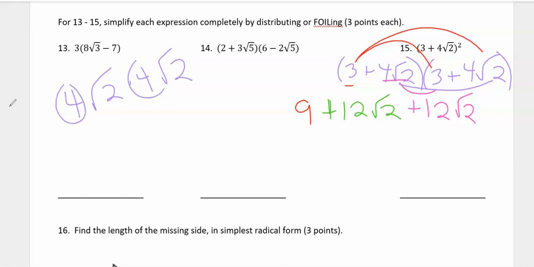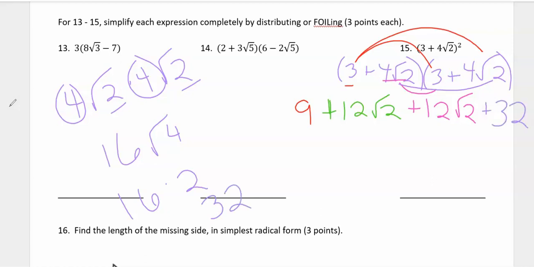Okay, multiply the numbers out front. Multiply the numbers underneath. And then look at that. 4 is a perfect square. The square root of 4 is plain 2. So this is really just the same thing as 16 times 2. So let's rewrite that. 16 times 2 is 32. So I'm going to write plus 32 at the end.